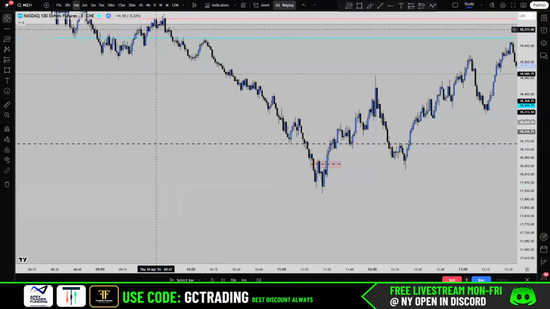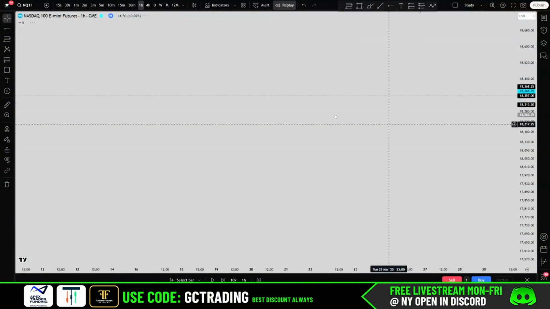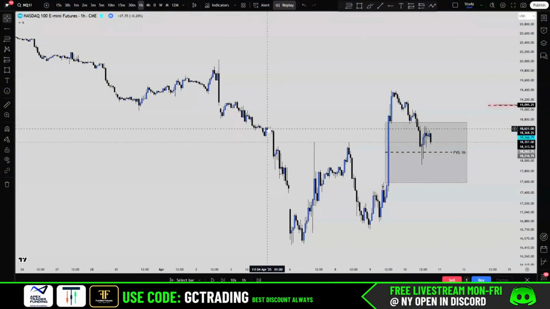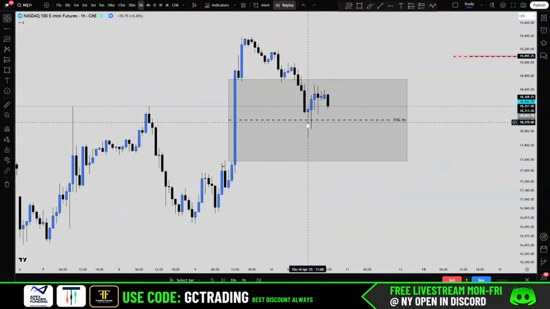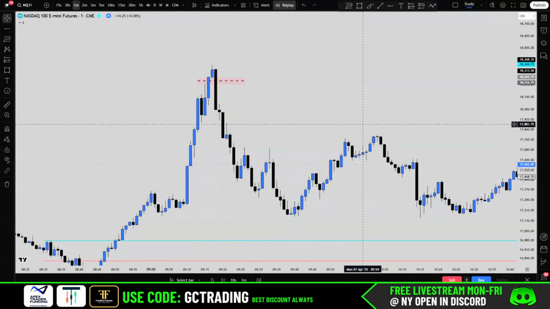If we zoom out, let's actually go to the 1 hour. Yeah, you can see right there. So that play was right in there on those wicks. And here's a great short example.